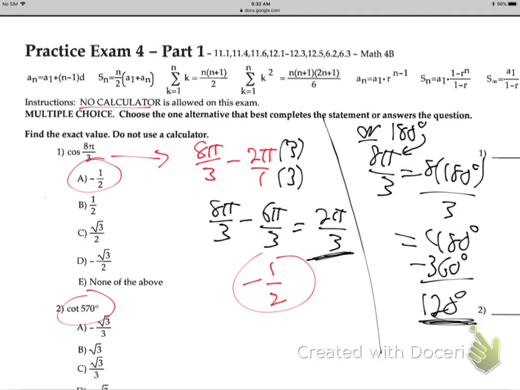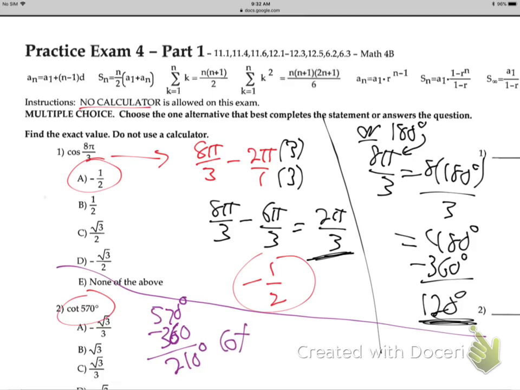All right, how about cotangent of 570? Let's do that one. So 570, again, we're going to subtract 360. That gives 210 degrees. And then cotan is what over what? Does anybody remember what cotan is? Cosine over sine. Yeah, you want to have those definitions on your 3x5 card. Tangent is sine over cosine. Cotan is the upside down of that, right? So cosine over sine at 210 degrees.